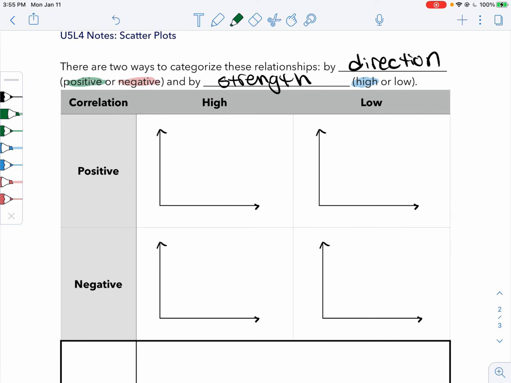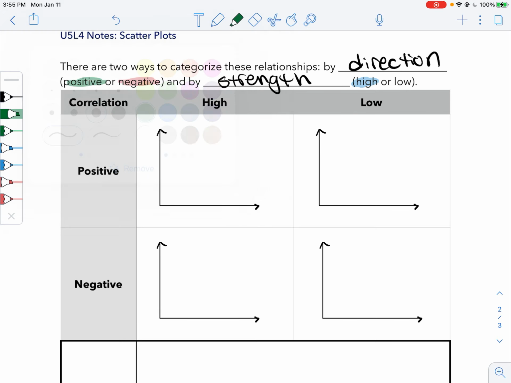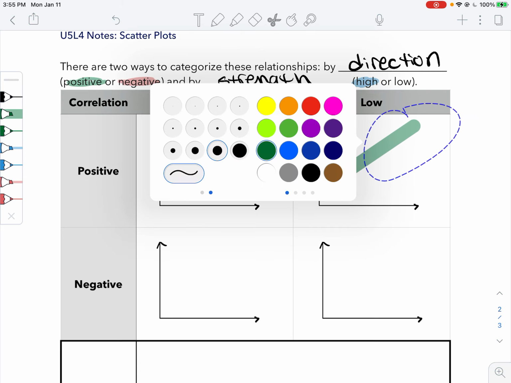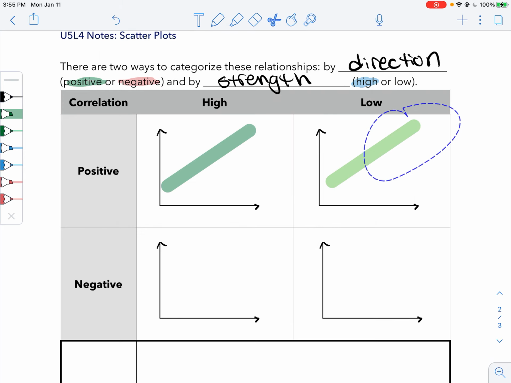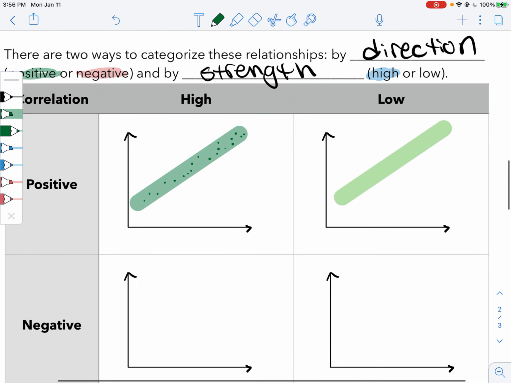When we have a positive correlation, that means the data are trending up. That means as one increases, the other one increases. So if it's positive, it's getting higher. Now, when you have a high correlation, or a strong one, that means it's really strong. That means the points are all close together. They're all very near to the line. However, if you have a low or weak correlation, then they're not very close to the line.